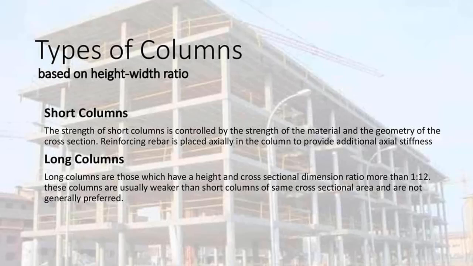The strength of a short column is controlled by the strength of the material and the geometry of the cross-section. The reinforcing bars are placed axially in the column to provide additional axial stiffness. Long columns are those which have a height to cross-section dimension ratio more than 1:12. These columns are generally weaker than short columns of the same cross-sectional area and are not generally preferred.